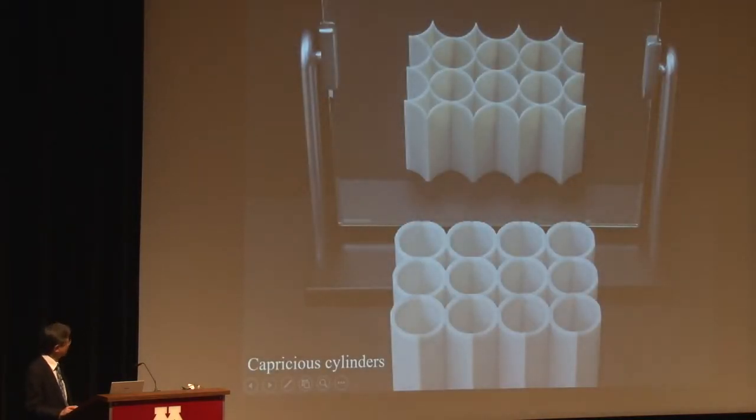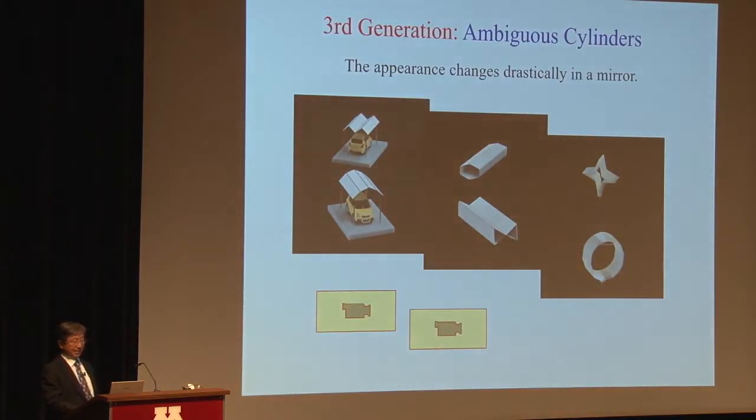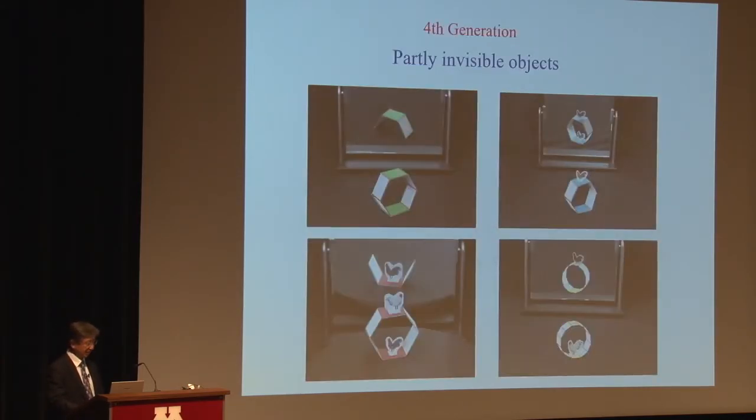And this is another example. The direct view contains 12 circular cylinders, but in the mirror, only 6 circular cylinders. The general view of the object is like that, but it's difficult to see the correct shape because from this direction also we have illusions. Those are the third generation ambiguous cylinders.